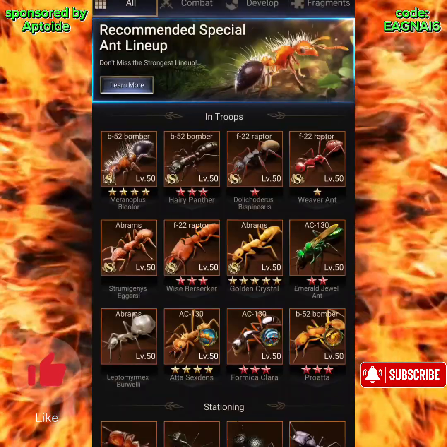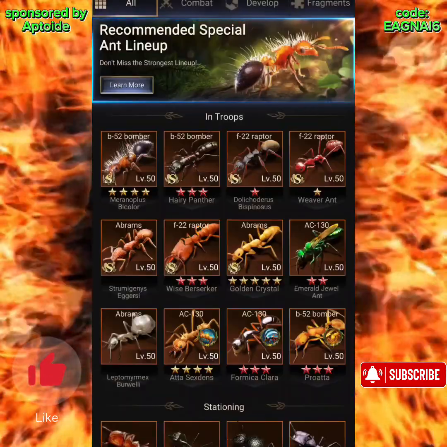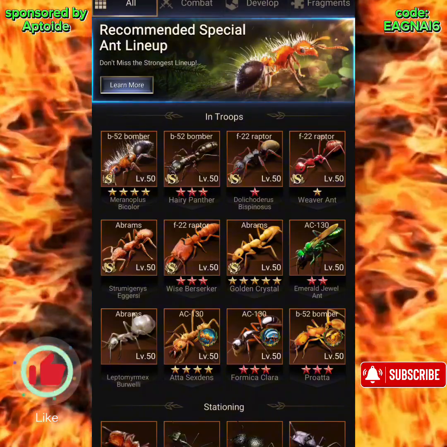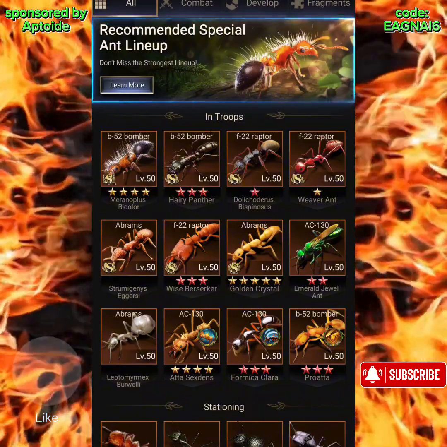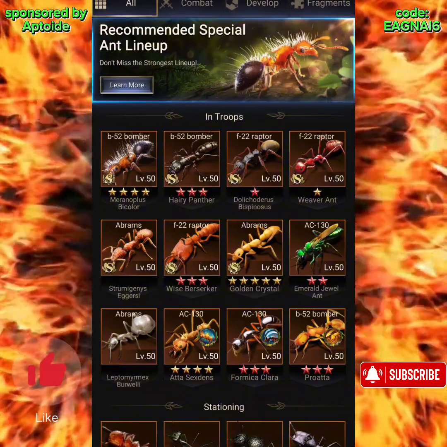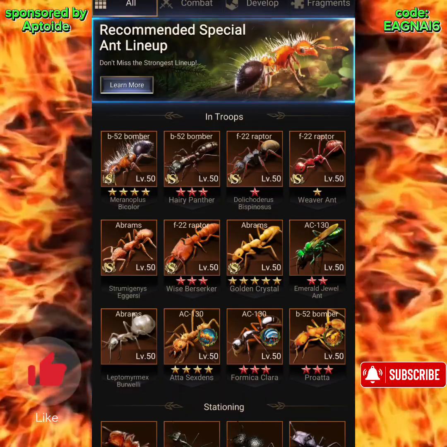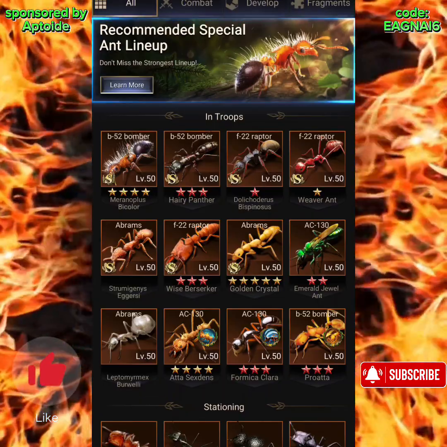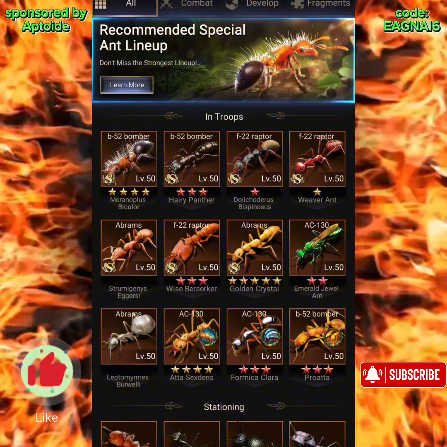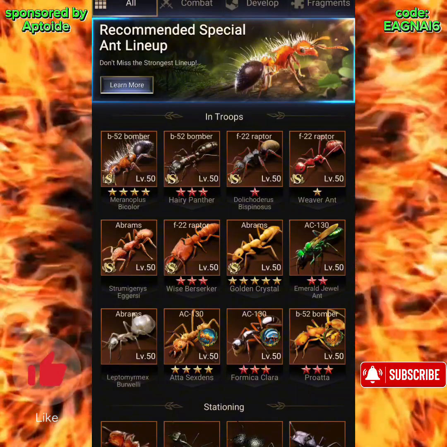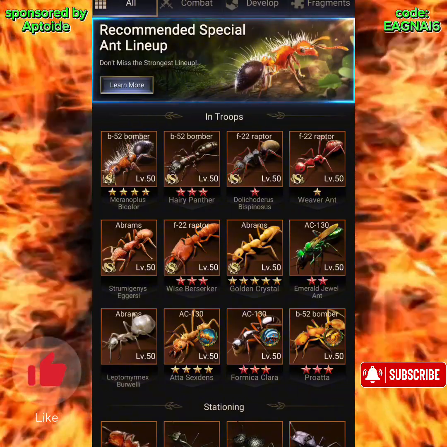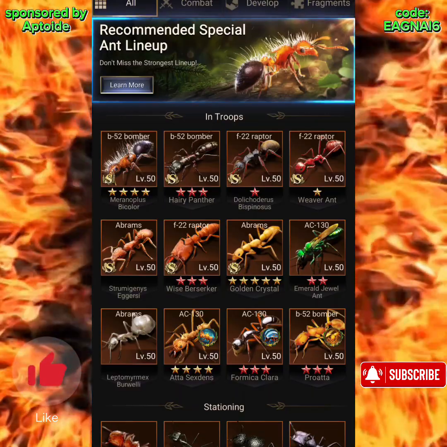Now, this is where I catch a lot of different flack as far as my particular build, which actually does quite well. For me, like I said before, I don't have a high level silver Saharan, else I would probably take out the Formica Clara and put in Emerald Jewel and then Saharan Silver. As I don't have that, I need to look at ways to basically counter that.